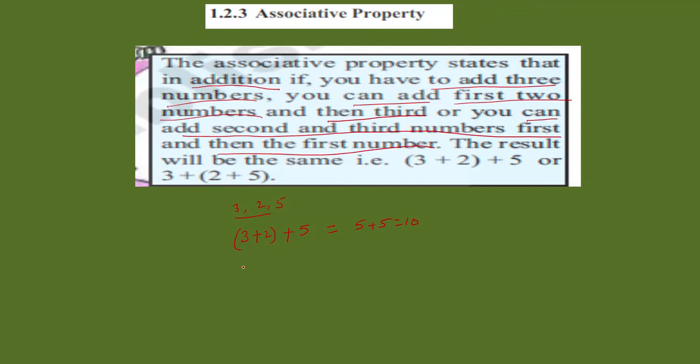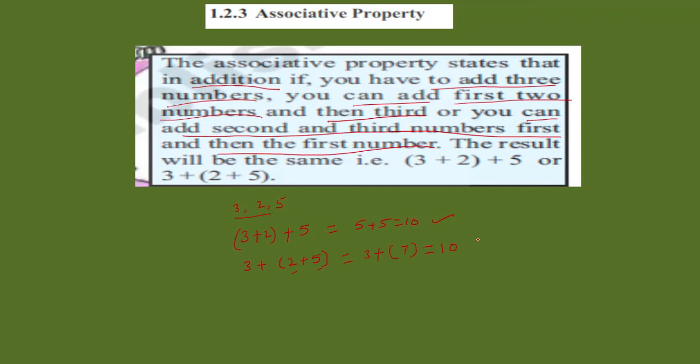Like that, in the second case, you can add second and third first, then after you add the first number. That means, look there, what I am writing here: 3 plus, what are the second and third numbers? 2 and 5. First you add those two. 2 plus 5 is 7. Then now we add the first number, 3 plus 7, that is 10.